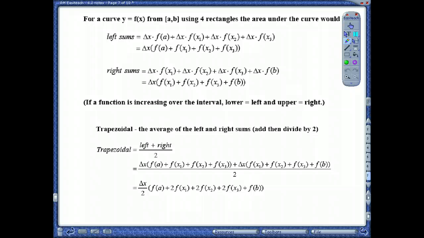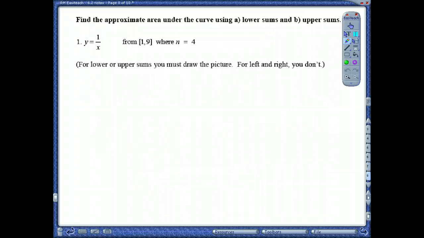Okay. Now here are your formulas for left sum and right sums. They've got formulas, but logically you can figure them out. Trapezoidal is a good approximation because it's the average of the left and the right sum. Because it's that average, if one's high and one's low, then the trapezoidal is a little bit better. It's kind of like the baby bear. Too hot, too cold, just right.